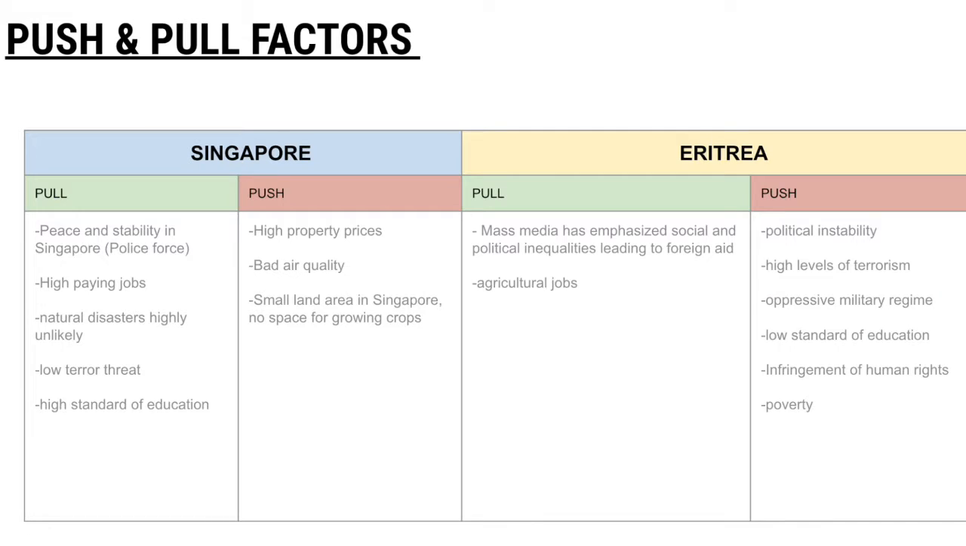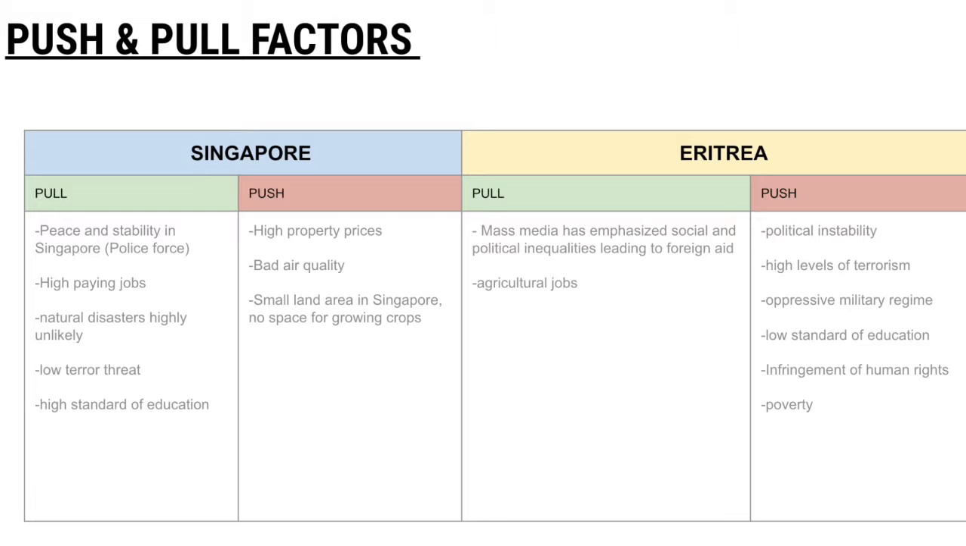There are many factors which go into the immigration and emigration of humans to and from countries. These factors are often referred to as push and pull factors. Looking at Singapore, we can see there are many pull factors such as peace and stability within their government, which provides a safe environment for its citizens. Singapore also has high-paying jobs, low risk for natural disasters and a low terror threat. Almost 100% of people in Singapore are literate. All children living there are granted high-quality education.